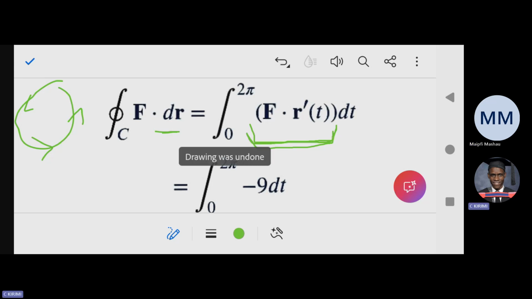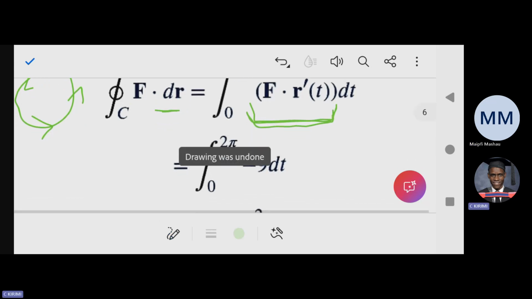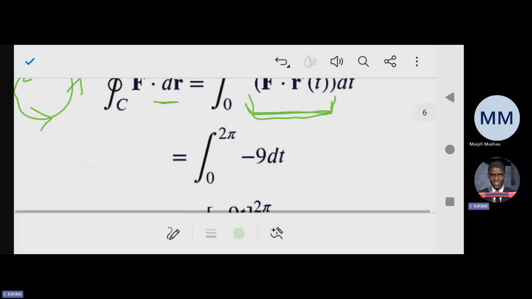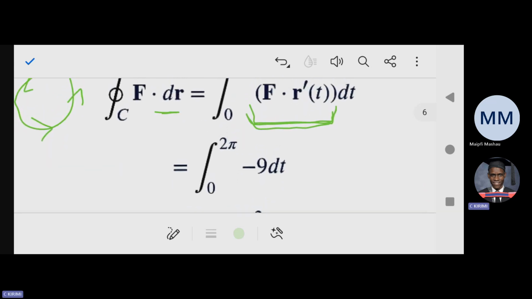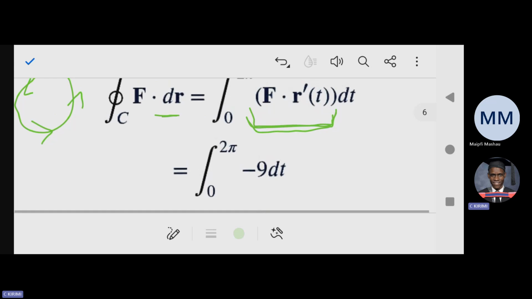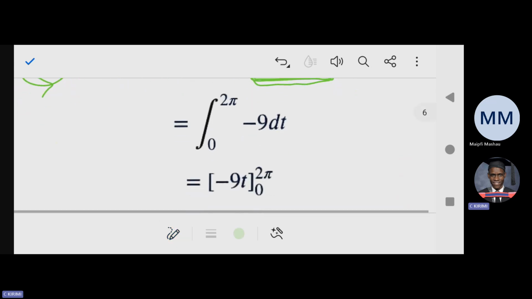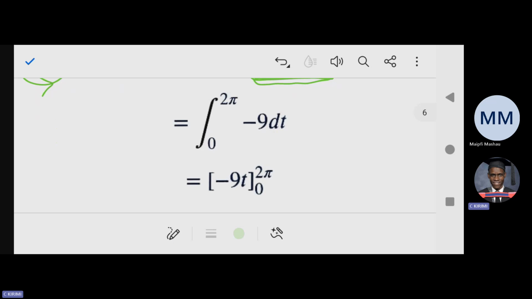And then from here, it's just a matter of integrating from 0 to 2 pi. What is the integral of -9 with respect to t? Even if you put the integral outside, the integral of -9 with respect to t is -9t, because after I differentiate -9t, I get -9. So the integral of -9 is -9t.